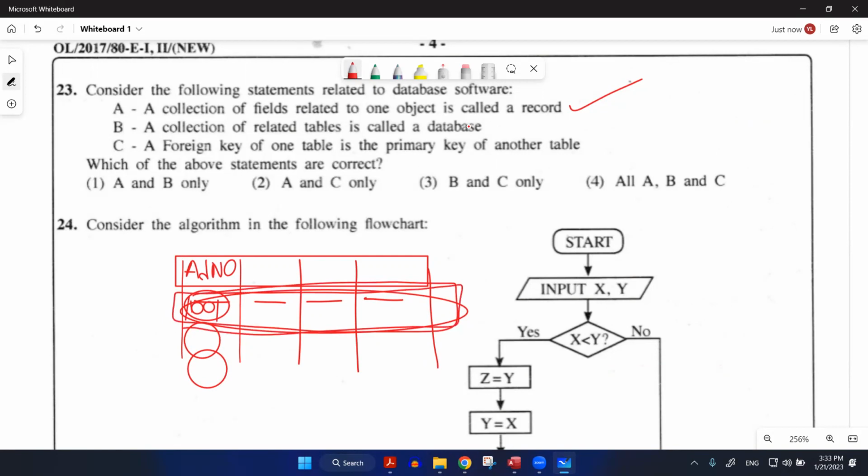And a collection of related tables is called a database, definitely. A foreign key of one table is the primary key of another table. That's correct as well. To become a foreign key, that particular field should be a primary key of another table. So everything comes out as correct statements.